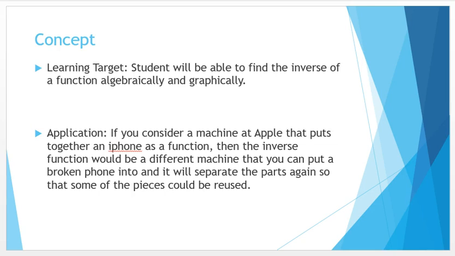To illustrate the concept a little bit, if the original function is like a machine that puts together a product, like an iPhone, for example, then the inverse function would be another machine that does the opposite process. It breaks all those parts back into their separate pieces, so that maybe you're trying to repair a phone and some of the parts are broken but others aren't. So basically an inverse function undoes whatever the original function did. It works backwards, or it's the opposite.